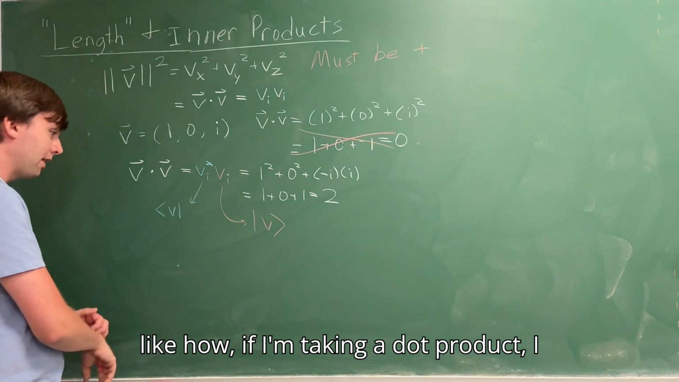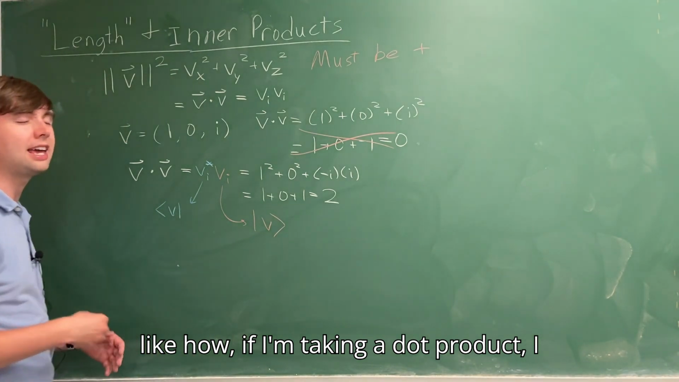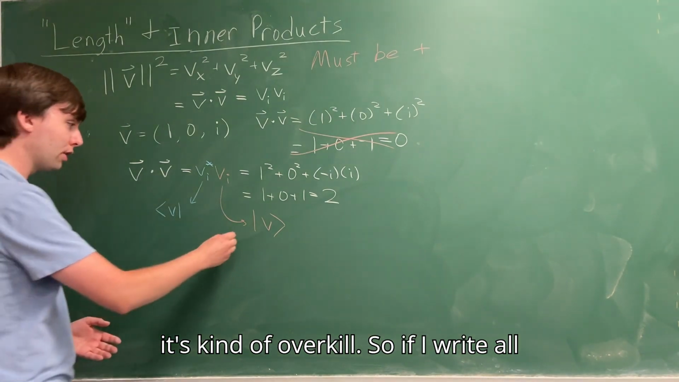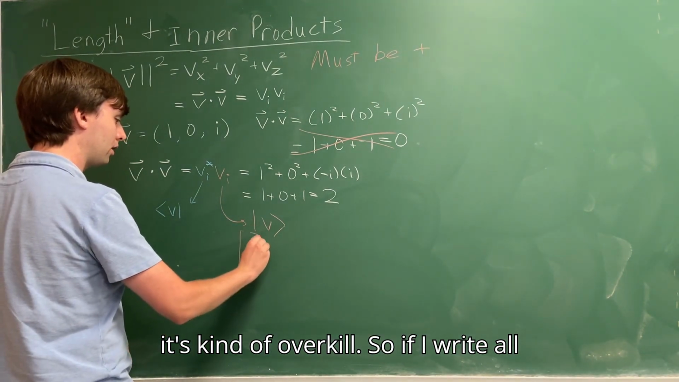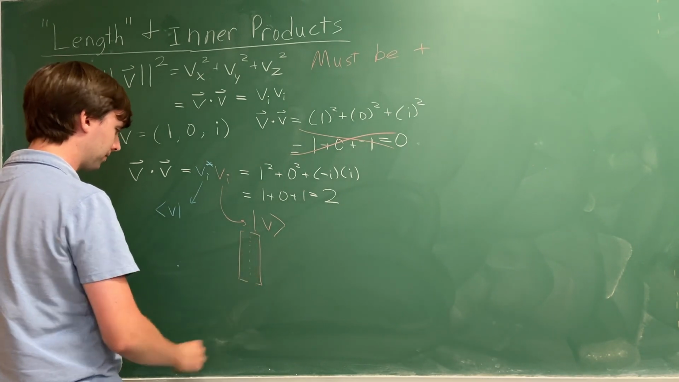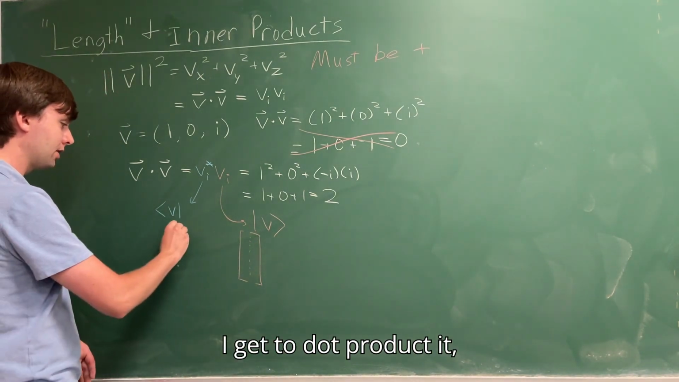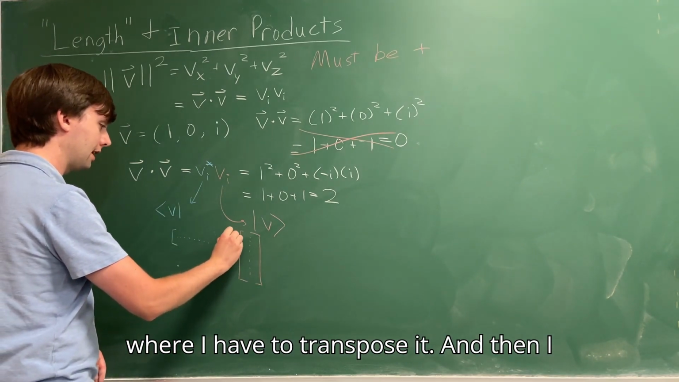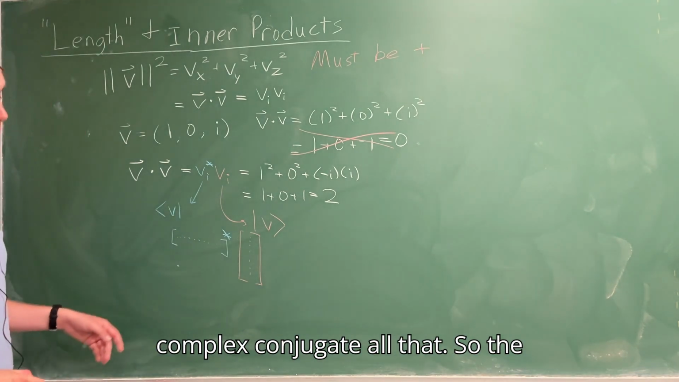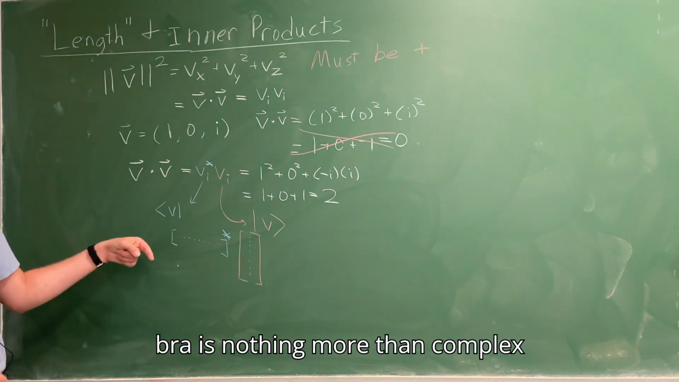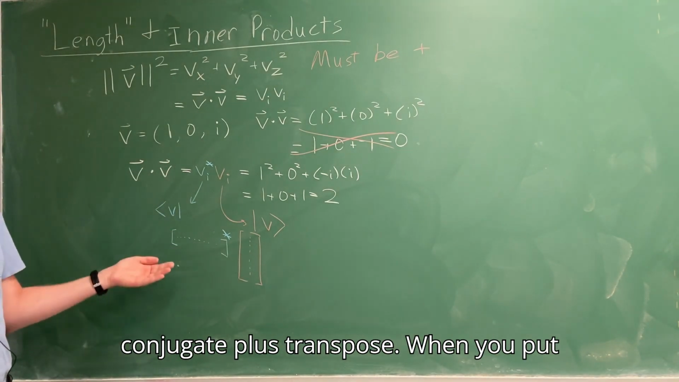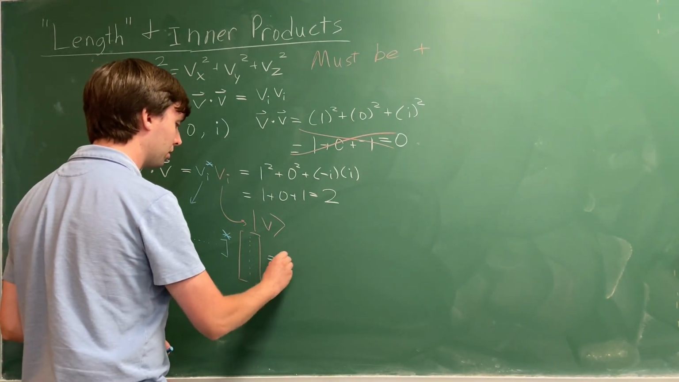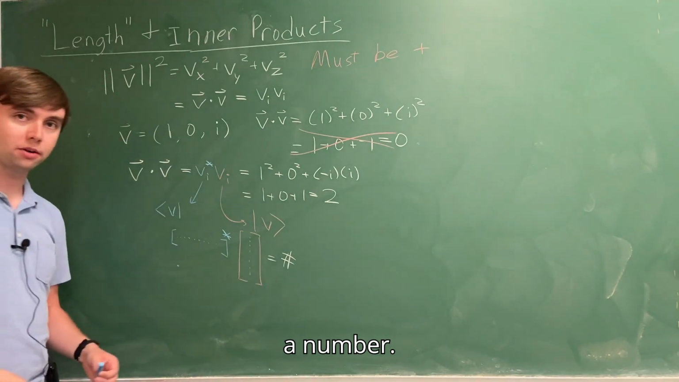This is like how if I'm taking a dot product, I can write that out with matrix multiplication if I want, even though it's kind of overkill. So if I write all of my vectors as column vectors, I get to dot product it, where I have to transpose it, and then I complex conjugate all that. So the bra is nothing more than complex conjugate plus transpose. When you put those together, that gives you a number.